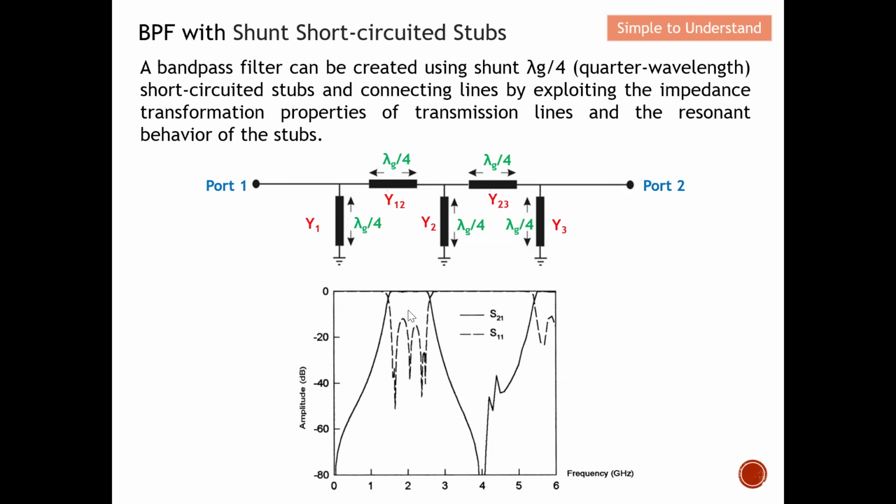So basically you can see from here, the lines that are vertical are what we call the lambda over 4 short circuit stubs. You can see that this is a short circuit, therefore we call this a short circuit stub. We call this lambda over 4 because the length of the transmission line is actually lambda over 4. This is what we call the connecting line. The connecting line also plays a role in designing the bandpass filter. Later on you will see that both the connecting line and the shunt short circuit stub involve design rules to achieve these bandpass filter characteristics.